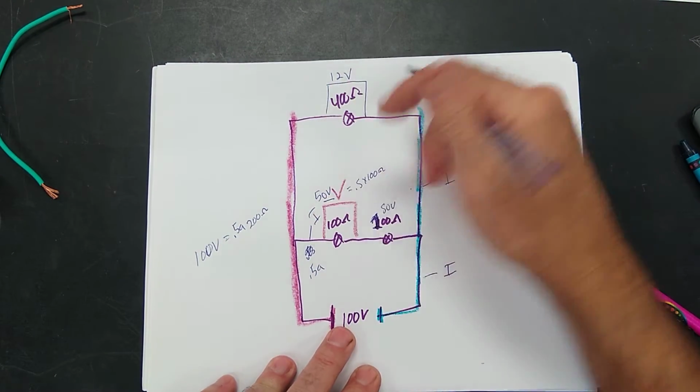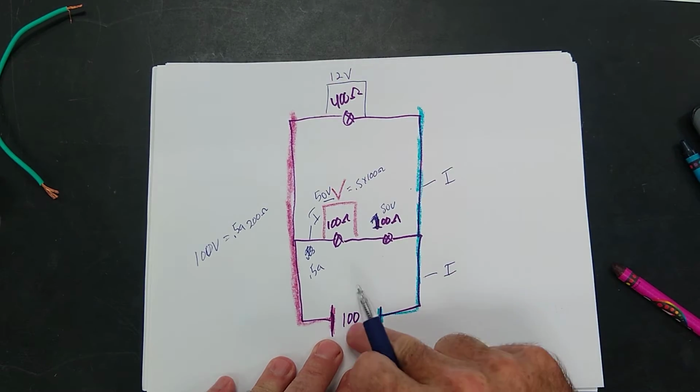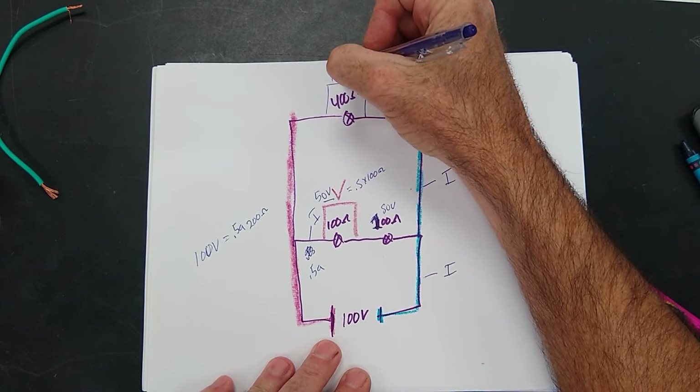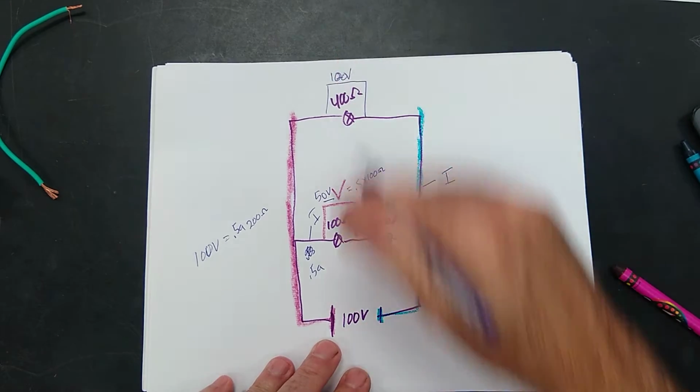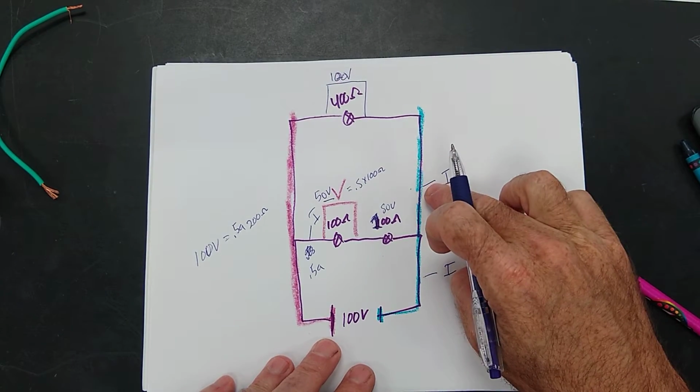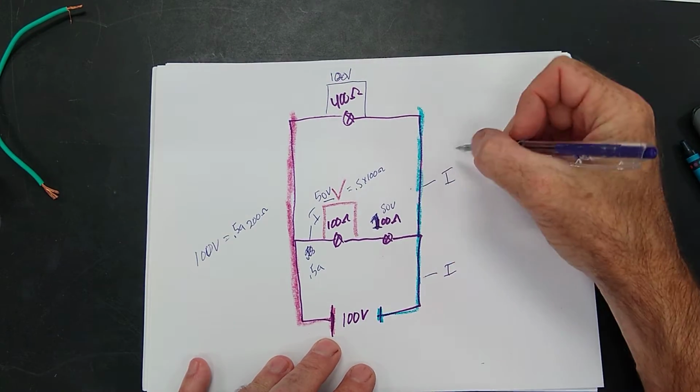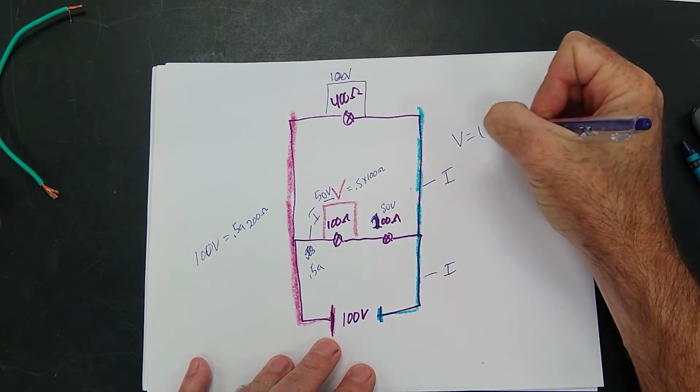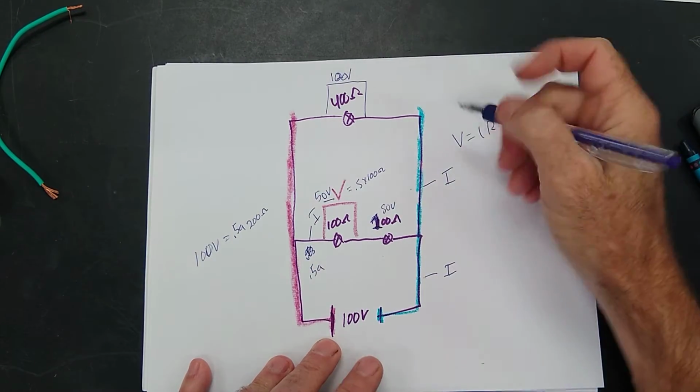This one right here, what's the voltage there? Ooh, I said 12. It's 100. Duh. I was imagining we were using a battery. What is the current here? V equals IR. This thing's got 100 volts coming.